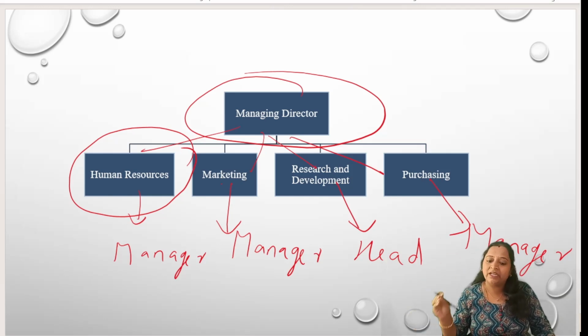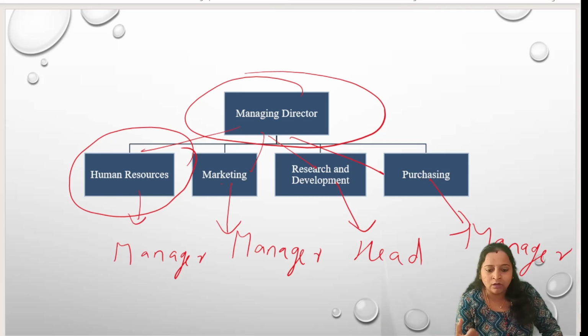Research and development will take care of the research and development activities that are to be performed. Like this, each department will look after fulfilling their objectives. Each department will be headed by one person who may be called the head of that department, or it may be the manager of that particular department.